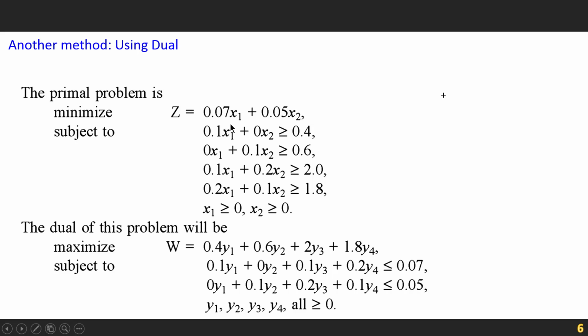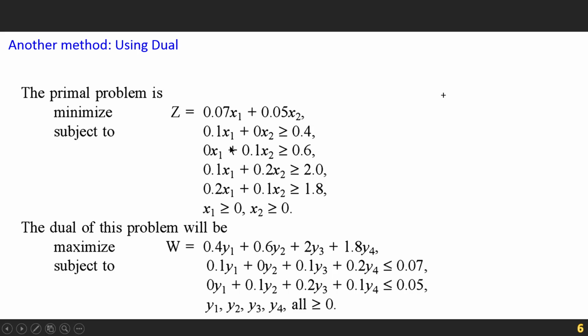Look here at what we have done. Minimization will be converted into maximization, z into w. These are the coefficients, right? These coefficients of the objective function are going to be the right hand side of the dual. So they have come here, look at here, correct? This is a greater than or equal to sign, so this will become the less than or equal to sign.